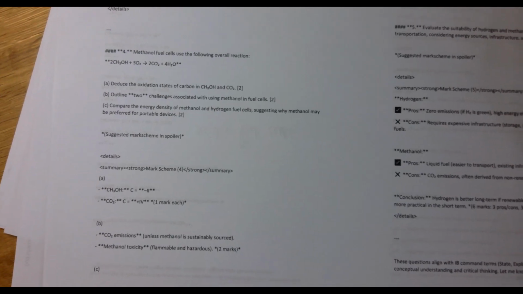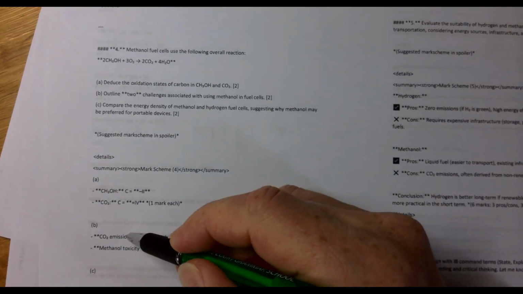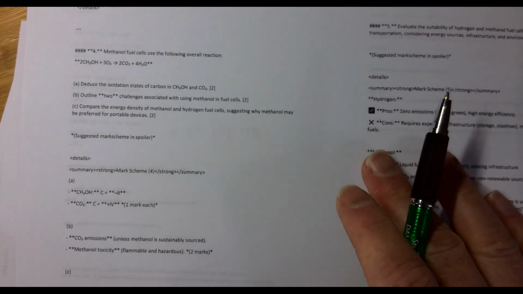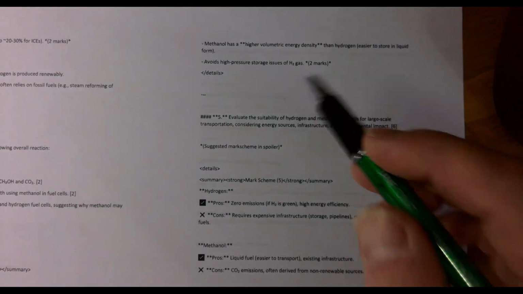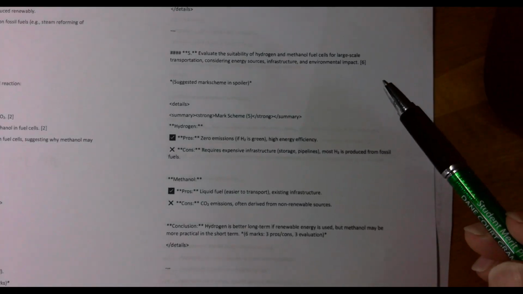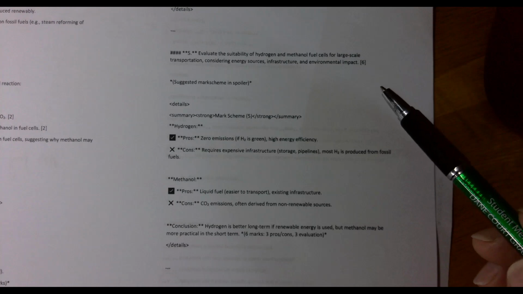So challenge associated with using methanol, it's its toxicity. Also, you do get carbon dioxide emissions, but methanol might be produced in such a way that it takes in carbon dioxide when being produced. And again, methanol having a high energy density is an important idea. Avoid the issues of storing high pressurized gas. And there's a few thoughts there about evaluating the suitability of hydrogen and methanol for large-scale transportation. Let's have a look at those ideas there.